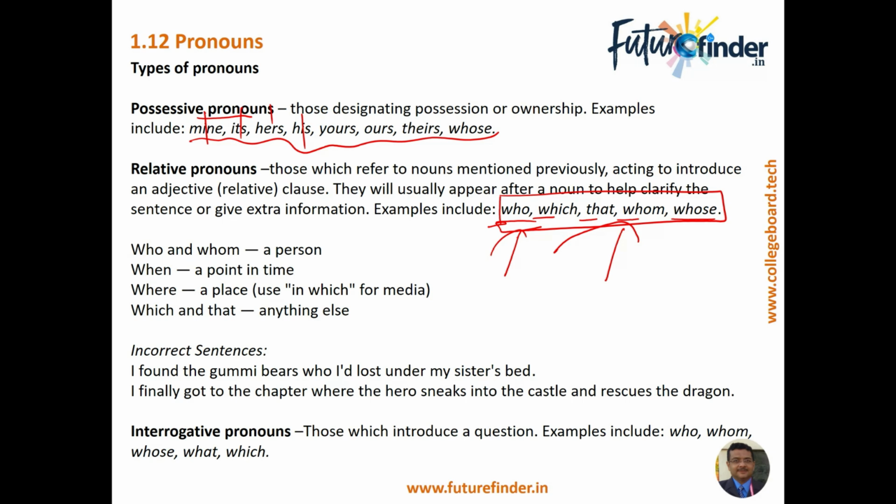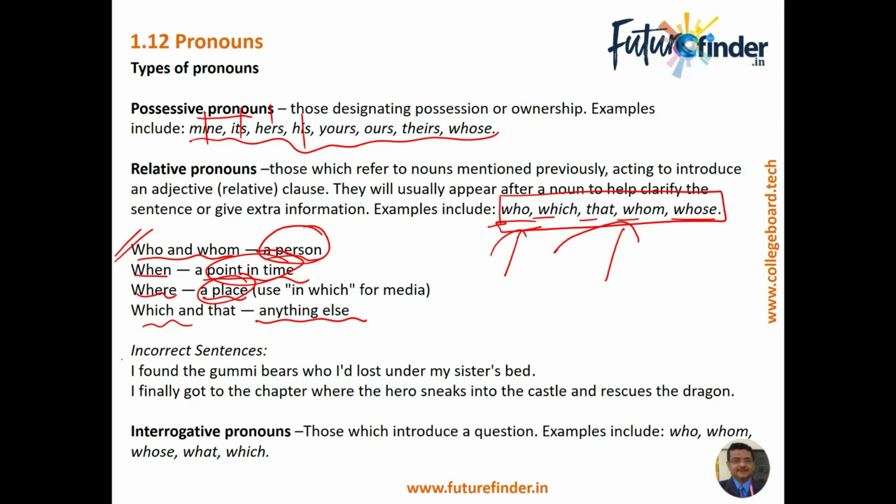But out here we need to understand, though this is pretty much common sense and any school student would know this, that whom and who refer to people, a person, right? When refers to a point in time, where refers to a place, and which refers to anything else, right? So this is very specific. Who refers to only a person, when refers to a point in time, and where refers to a place, right?